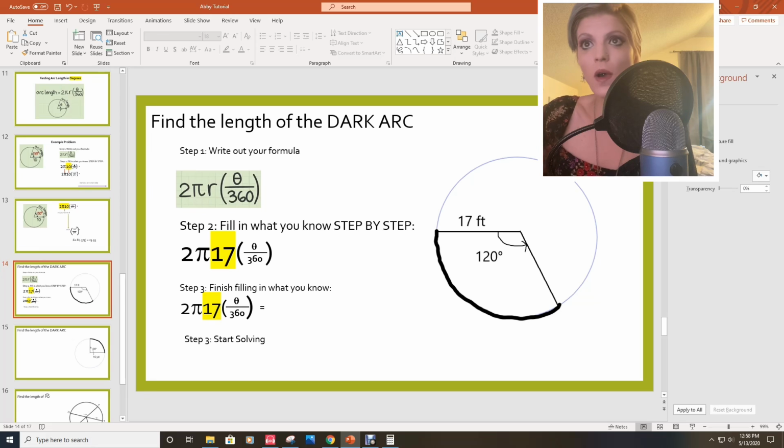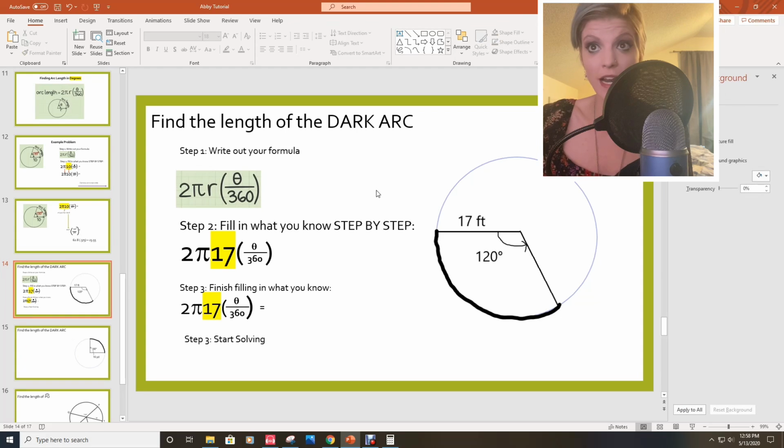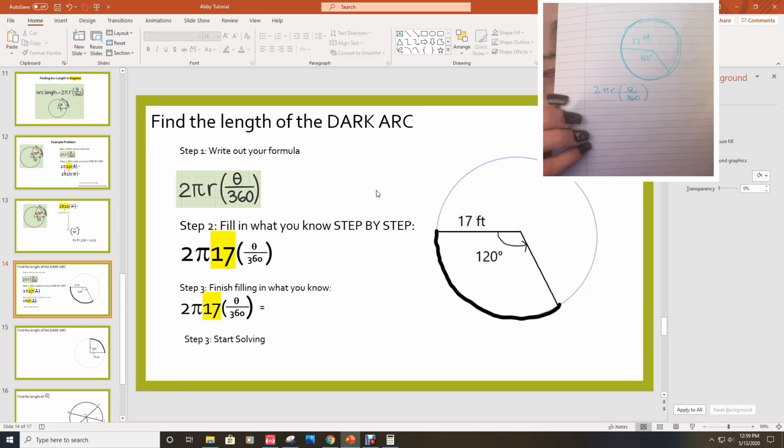So step one says to write out our formula right here. Step one, write out your formula. So I'm going to write out my formula to find the length of an arc in degrees. It is 2 pi r, and then I have in parentheses, central angle over 360. And then I'm going to close my parentheses. Okay, so that's what I have written right there.